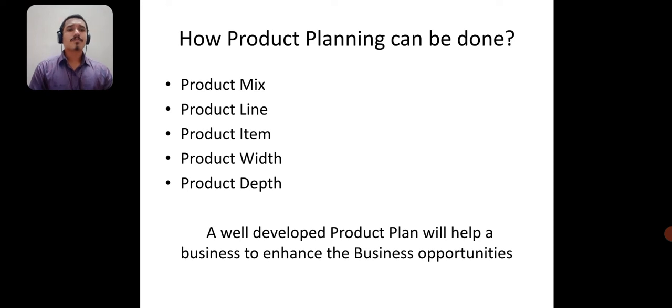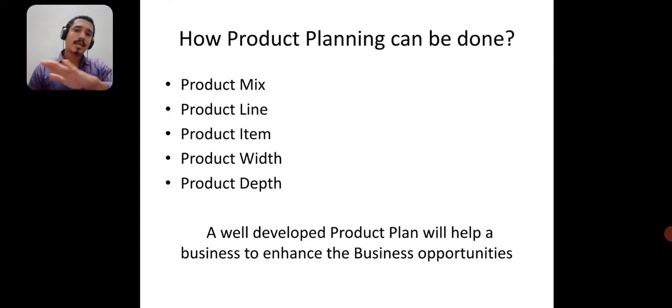Let us see how product planning can be done. First one is the product mix. All different products that a company makes or sells is the product mix. One company might be into different types of product sales, so all together is the product mix. Product line: a group of closely related products manufactured or sold by a business. So it is a particular line of products sold by the business.